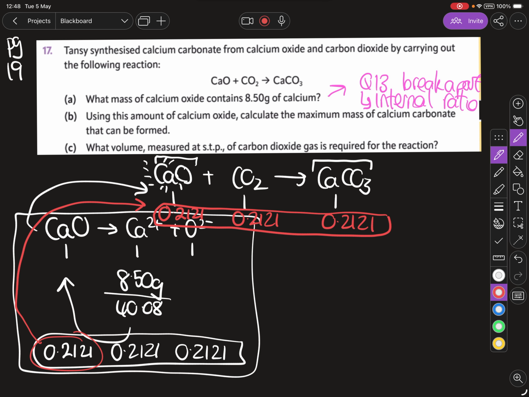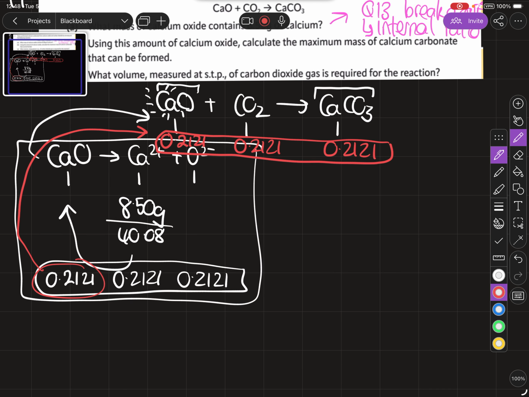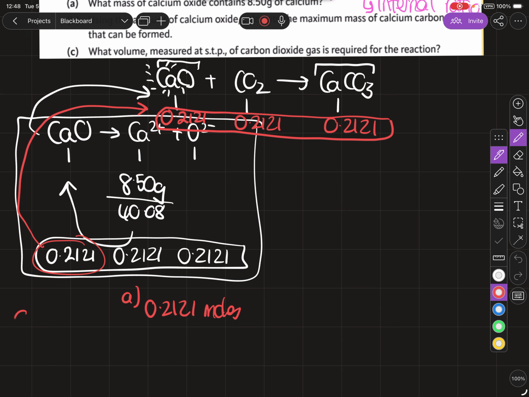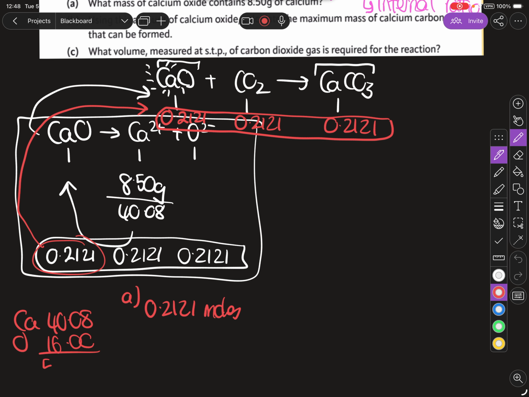It says, using this amount of calcium oxide, so we are not finished yet, we're still on A. So I have 0.2121 moles of calcium oxide, and I need to turn that into a mass. So I will need to calculate the molar mass for calcium oxide. So it's 40.08. Oxygen is 16.00. This adds up to 56.08.